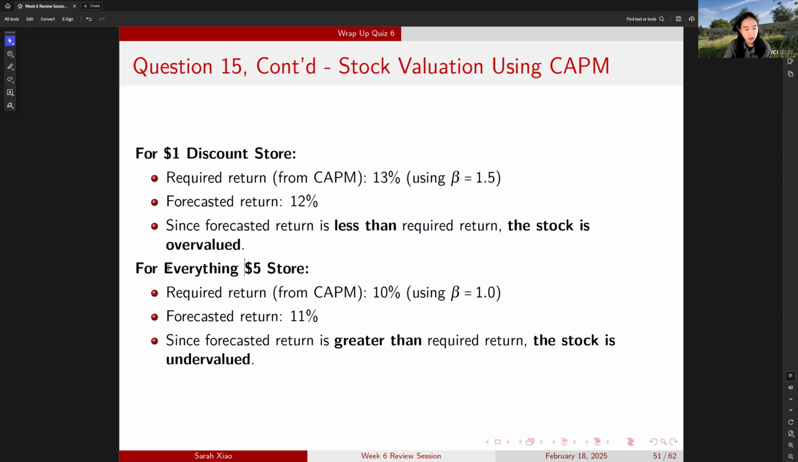Next, the required return for the second company is 10%, and the forecast return from CAPM is 11%. Because the forecast return is greater than the required return, the stock is undervalued.